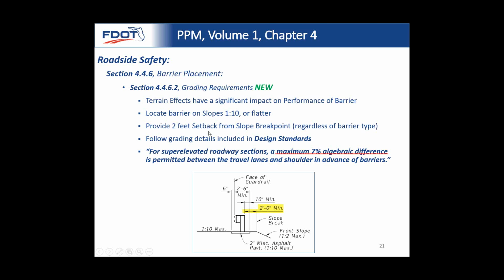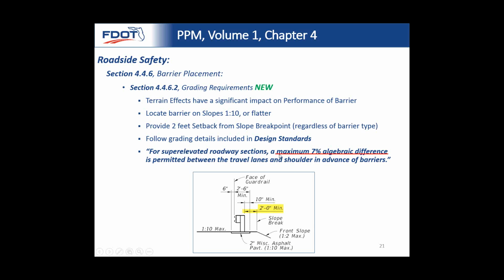That's for all barrier types, but it's particularly important for guardrail, where you need to try to maintain the lateral stability of that post. If you get it too close to the slope, then you start weakening the ability of that post to handle those lateral loads.